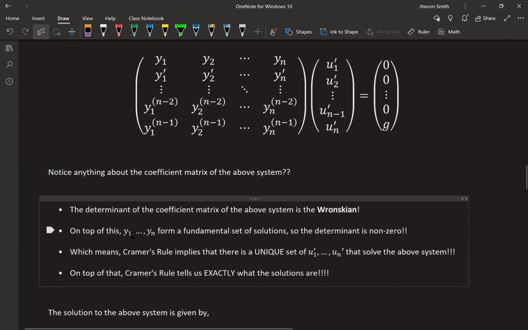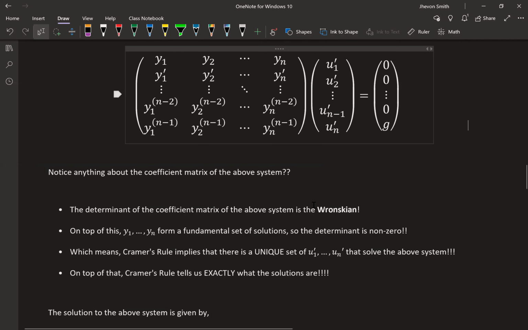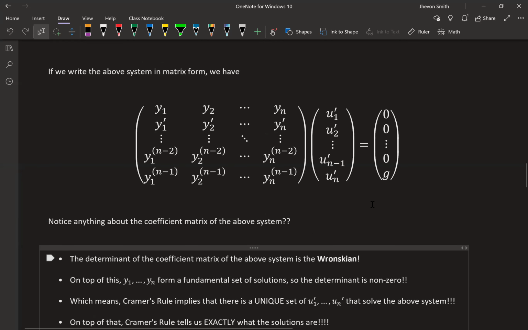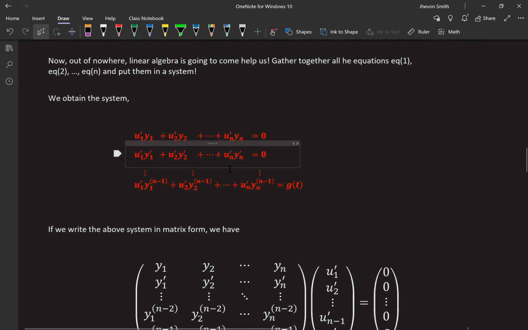On top of this, because the y1 through yn form a fundamental set of solutions, they are from the homogeneous solution, the determinant is non-zero, which means Cramer's rule says that there will be a unique solution for these guys. So while we are restricting ourselves a lot, it turns out that we're guaranteed to be able to find functions that will do whatever I just mentioned that they will do. I will be able to plug them into the ODE, to the YP, and it will solve the ODE. And at the same time, they are functions such that they'll make each of these equations 0, and then they'll make this final equation G.